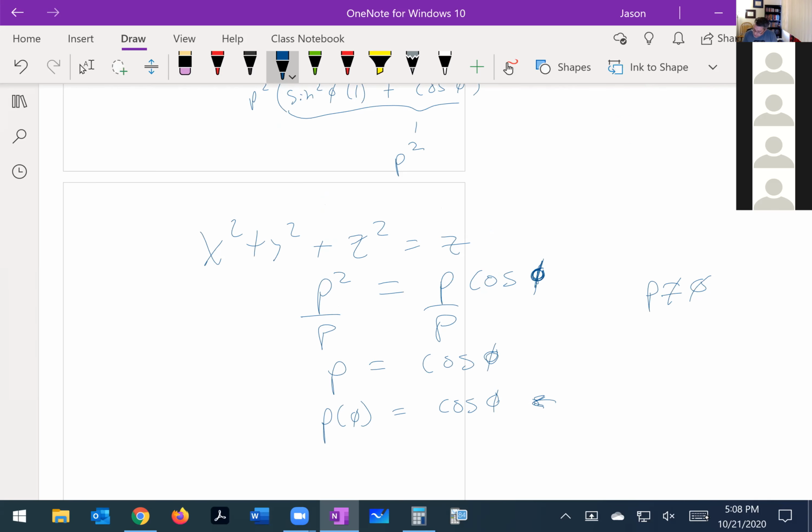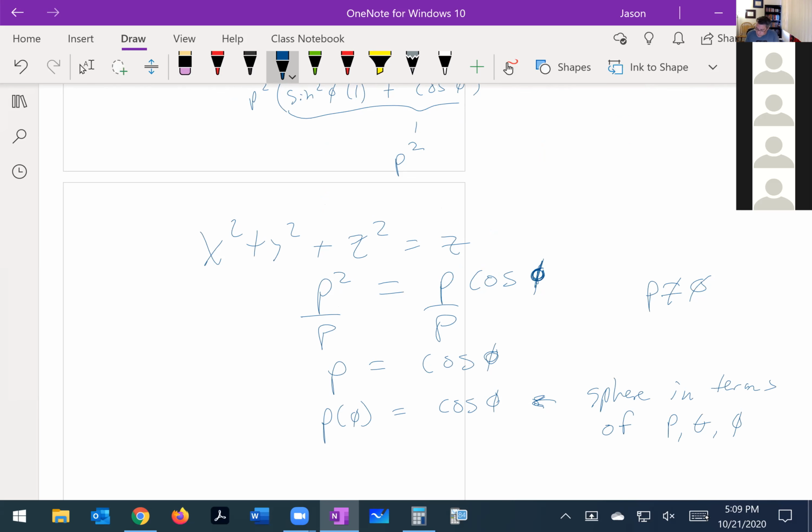This is the equation of the sphere in terms of rho, theta, and phi. Is there a theta? No. Does there need to be? No. I'm good. I don't need to have a theta. But it's rho equals cosine phi.